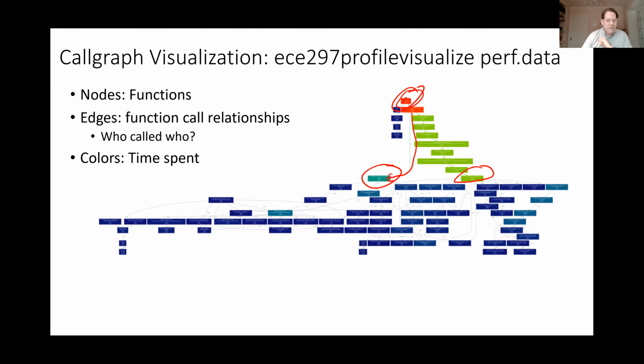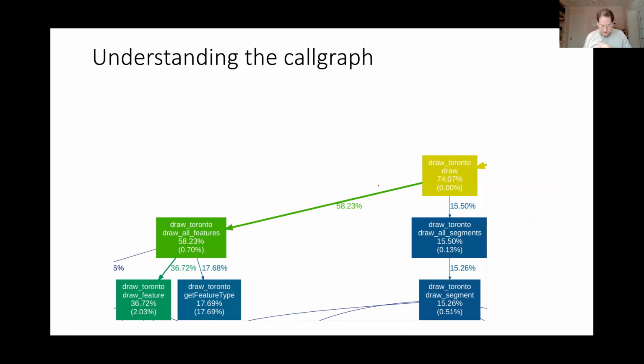And the colors, and more importantly, the numbers, I'm going to zoom in a second, tell you where the time went. Okay, so this is zoomed in on a piece of that call graph. The test case that I profiled is called Draw Toronto. That's the name of the program, so that's printed at the top of this box. Our redraw routine is called draw. So this is function draw, and in function draw, we spend 0% of the time actually in function draw. So draw doesn't do much. But if we include all the helper functions that it calls, we spend 74% of our time there.